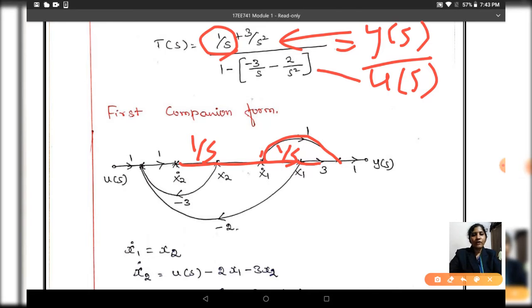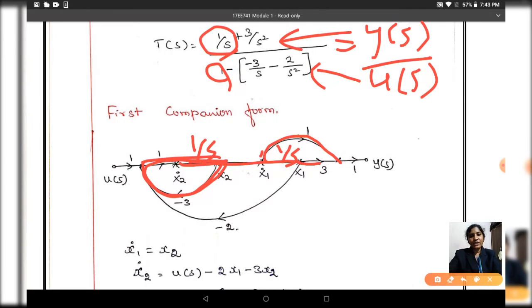And to u of s, it is attached with 1 minus. So u of s is 1. It is the common constant, so we can write it as such here. And the other term is minus 3 by s. It means it will have only one integrator in the feedback part. It is your input. So you will have minus 3 into 1 by s, so it is your 1 by s. 1 by s into minus 3 is 1 by s.